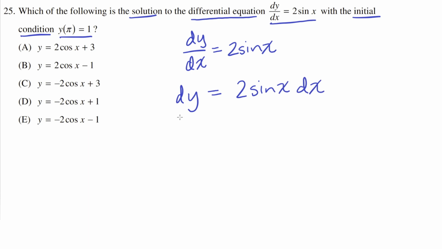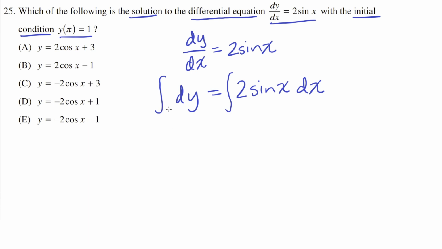Now we see that both sides have the same variable. So what we can do now is take the integral with respect to either y or x on both sides. Over here on the left-hand side, we have just dy, so that means the argument of our integral is going to be a 1. But since it's a 1, you don't write it, and you just assume that it's there. So now we have the integral of 1 with respect to y on the left, and the integral of 2 sine x dx with respect to x.